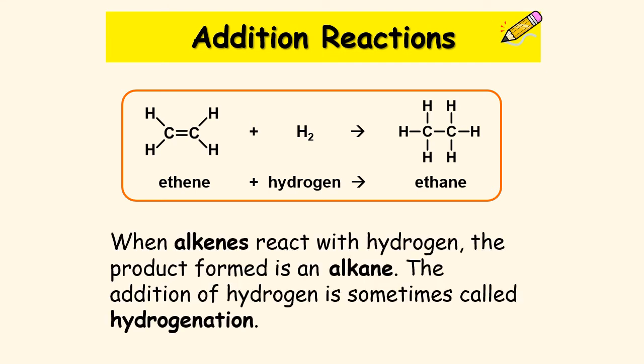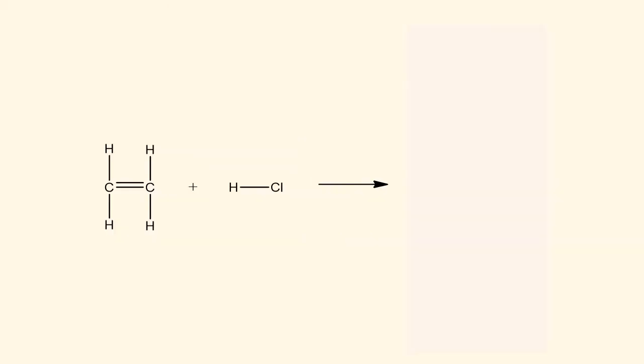When alkenes react with hydrogen, the product formed is an alkane. And as I said, that is sometimes called a hydrogenation reaction. But if you're asked in an exam, that type of reaction is an addition reaction.